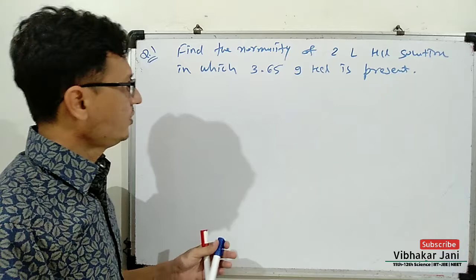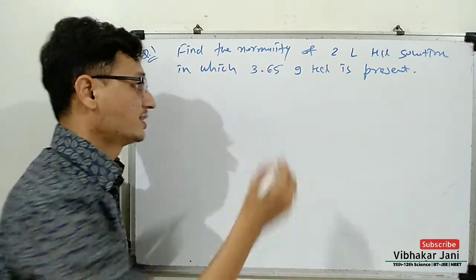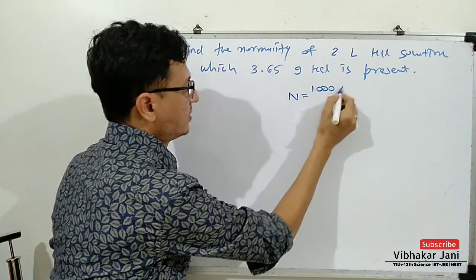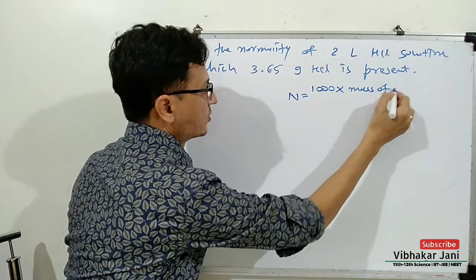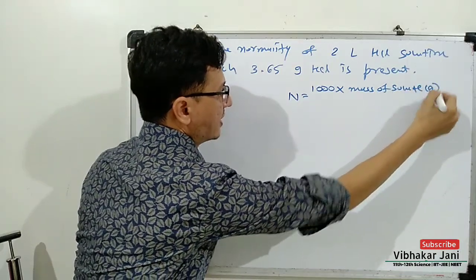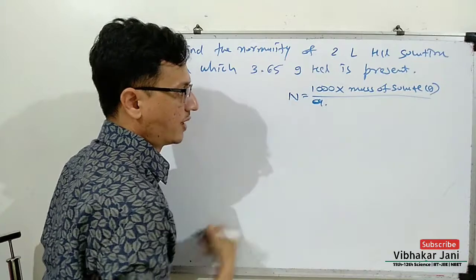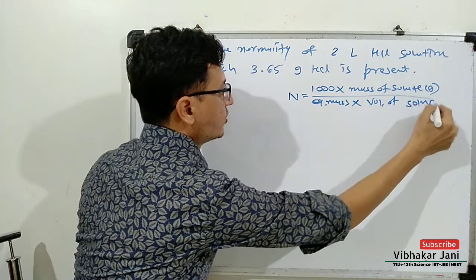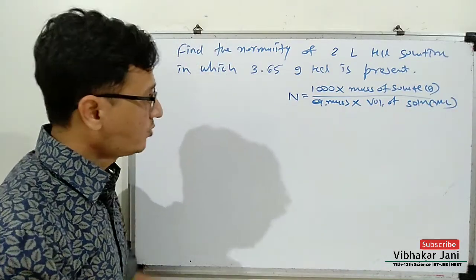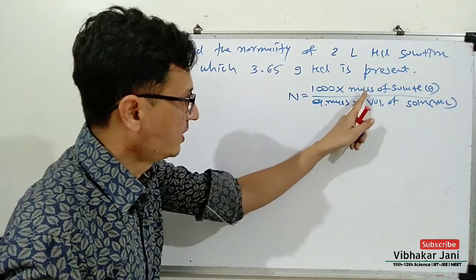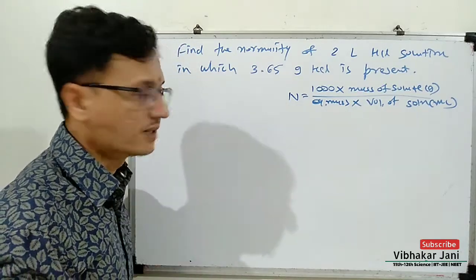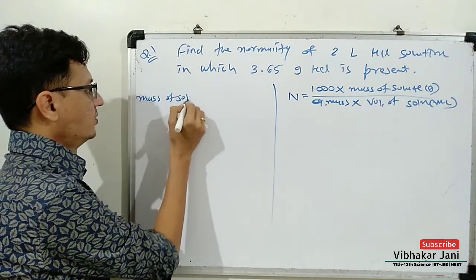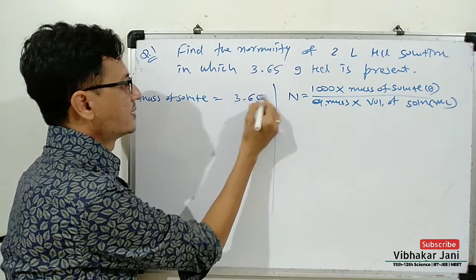So here, first of all, we are asked to find normality. So just write the formula of normality again. Normality is equal to 1000 multiplied by mass of solute in gram upon equivalent mass multiplied by volume of solution in milliliter. Now to find normality, we must have the value of mass of solute. Here it is given 3.65. So let us make a list. Mass of solute is 3.65 gram.